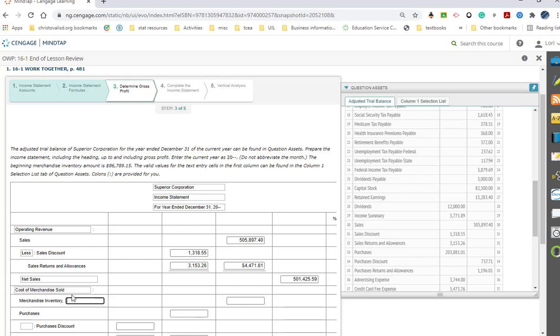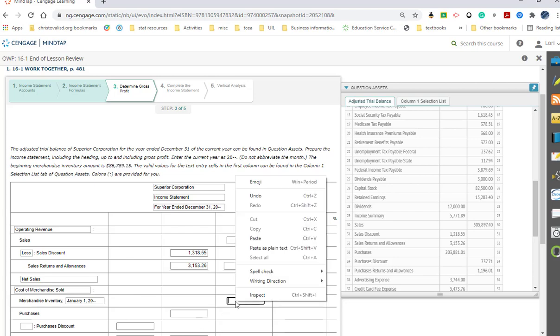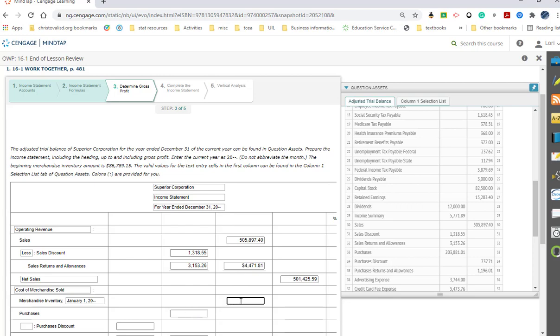And the merchandise inventory as of January 1, 20--, the beginning inventory, was 86,789.15. And so that just gets pasted down here. Oh, I didn't copy it right. And then we're going to find our purchases. So we're going over here, find our purchases number, which is that 203 number.